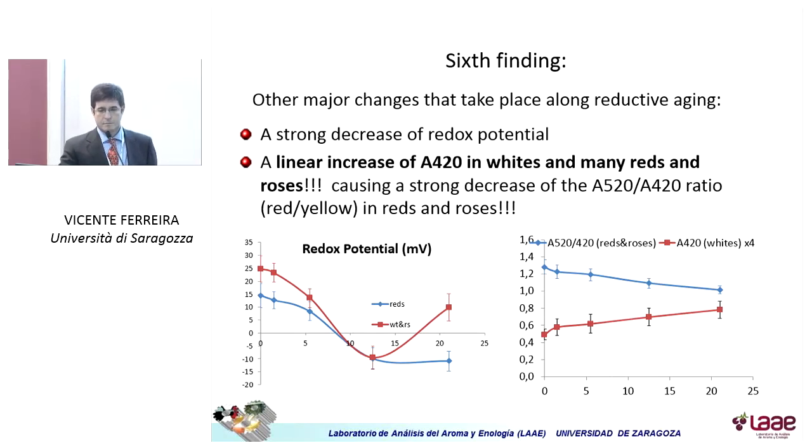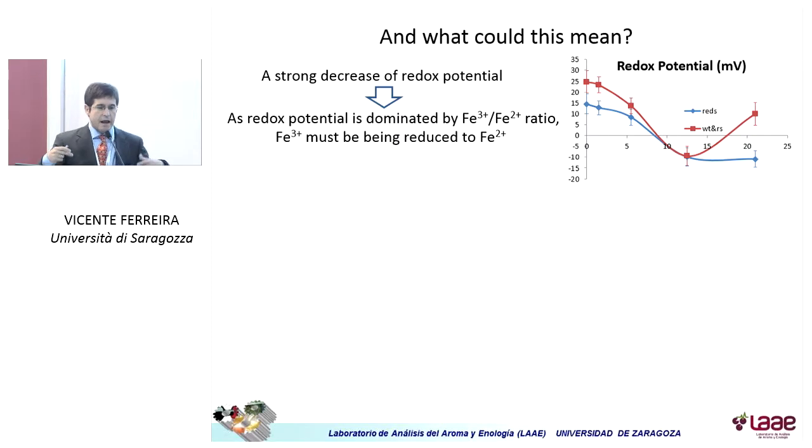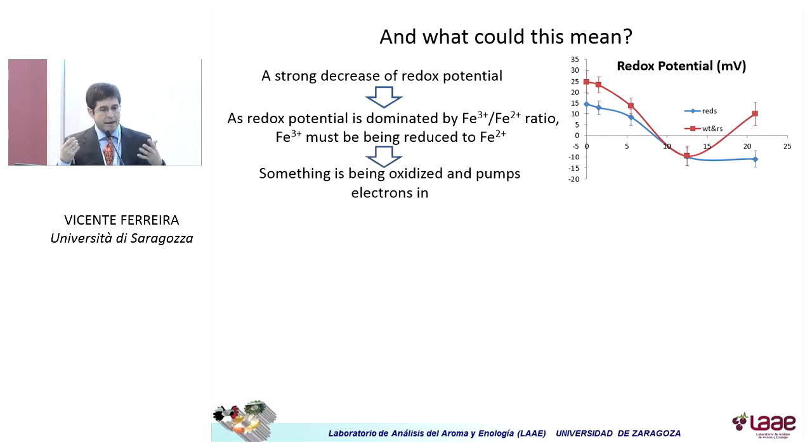So what could this mean? A strong decrease in redox potential means that something is being oxidized and is pumping electrons in or to the wine.